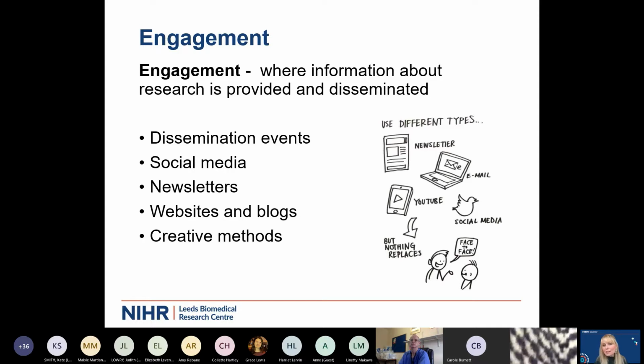You can use newsletters. It could be the Biomedical Research Centre newsletter, which is now digital. Or you find a newsletter that's relevant to people who are experiencing the condition that you're researching. And there are websites and blogs that you can use, and also you might want to use creative methods. The University of Leeds are actually doing some online jigsaws where researchers use images from their research, scientific images, for people to do jigsaws and actually think about their research.